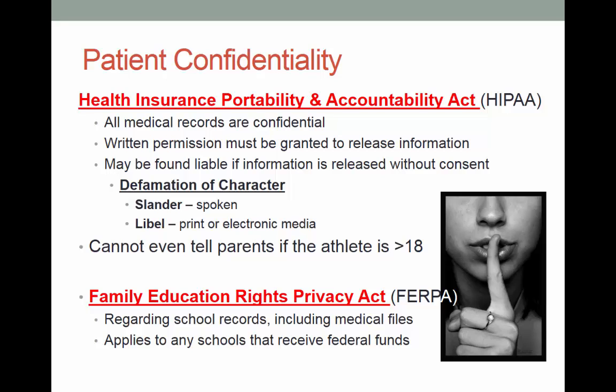HIPAA can be very difficult when you're dealing with minor athletes. Legally, you cannot tell parents anything if an athlete or patient is over the age of 18, unless they have signed a document saying that you can disclose information to specific people. The Family Education Rights and Privacy Act, or FERPA, is a law regarding school records. This includes medical files. This applies to any school that receives federal funds, such as A&M Corpus Christi.